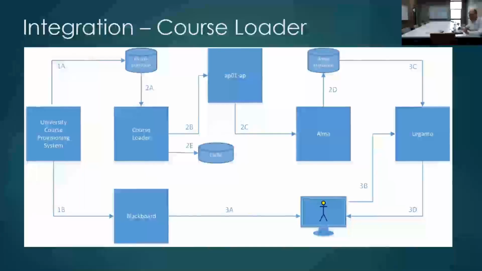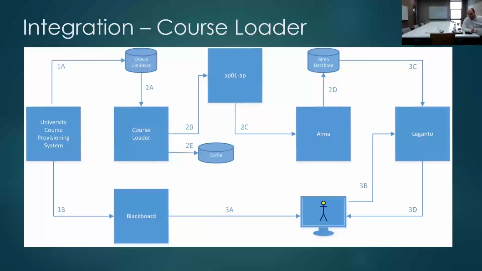So at a bird's eye view, this is how the whole integration works. The OLE system is this box, the university course provisioning system. Now that is the authoritative source. And it begins by pushing in the information of courses into Blackboard and to our Oracle staging tables. The course loader, on its scheduled runs, picks up the latest changes and new courses from the staging table, decides if it's a new course or an update, and then requests the API gateway accordingly.